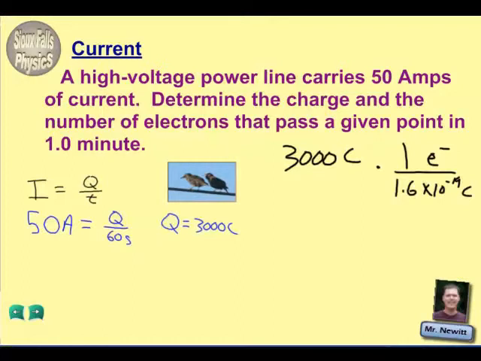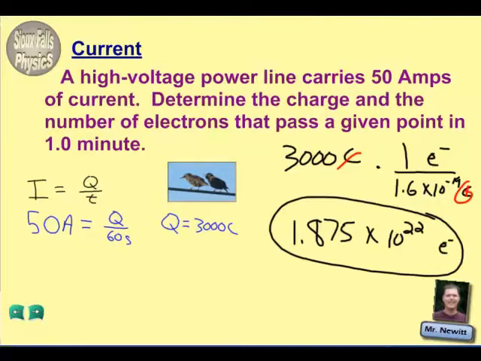So the next part of the problem then asks how many electrons pass through a given point there. Well, we know that we have 3,000 coulombs of charge, and each electron has a charge of 1.6 times 10 to the negative 19th coulombs, so we can do a little dimensional analysis here and figure out how many total electrons we have. Our coulombs here will cancel out with each other, and we will then be left with 1.875 times 10 to the 22nd electrons.